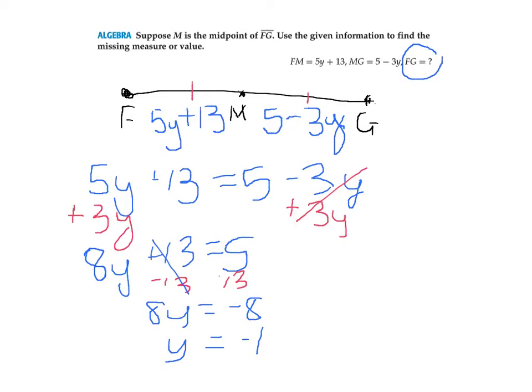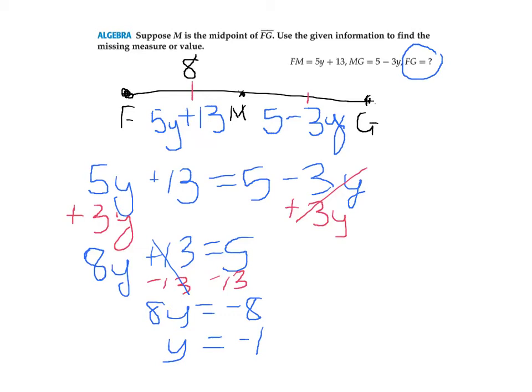Now to do that, I'm going to have to take the negative 1 that I found and substitute it in for y in both of those equations. I don't really need to do both because I know they're both the same length. But I'm going to do that just as a check. So for FM, 5 times negative 1 is negative 5, plus 13 would be positive 8. So I get 8 here on this side.